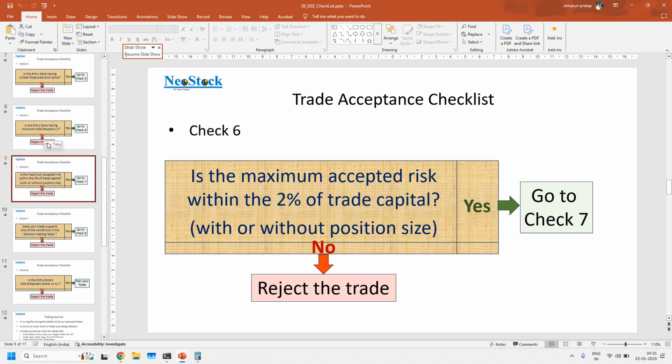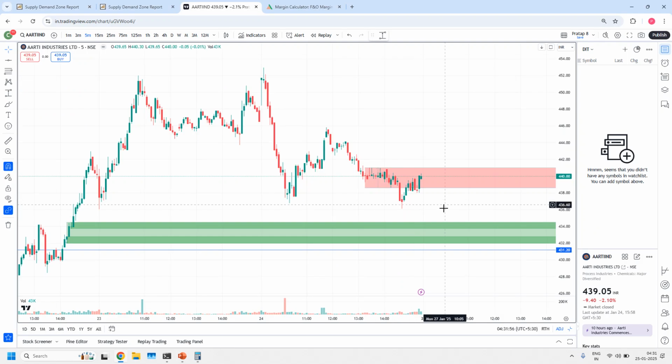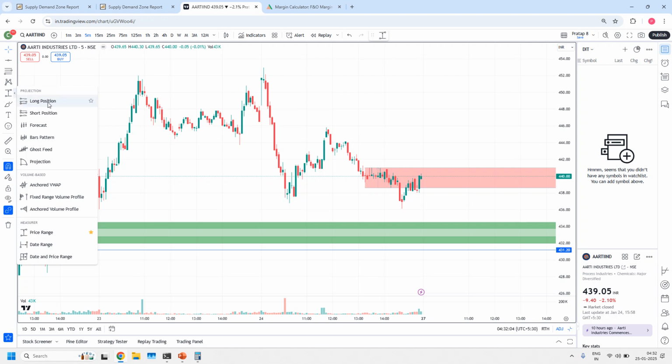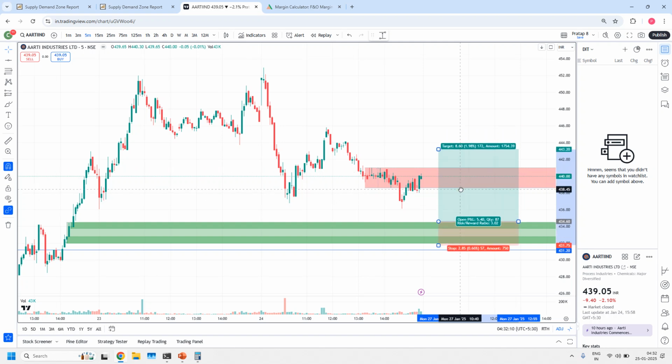But risk, what about risk? What is our checklist item? Checklist item 5. You should have minimum 1:3 RR. So do we have minimum 1:3 RR from here to here? Let us verify. So we are using the TradingView tool, long position. Already I explained this in our training course, how to use it. Okay, where is your stop loss?